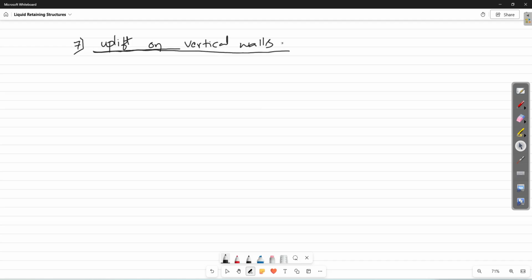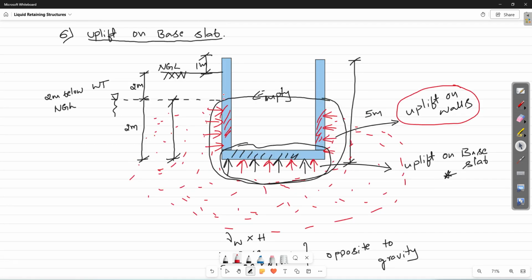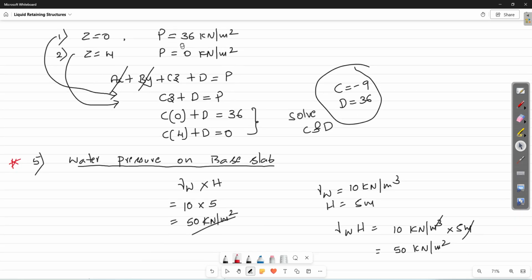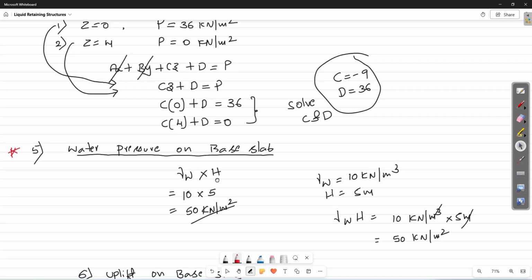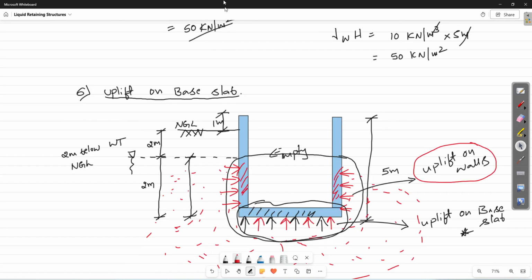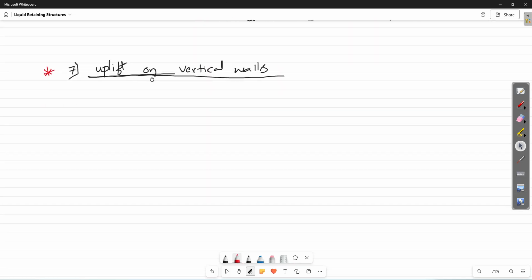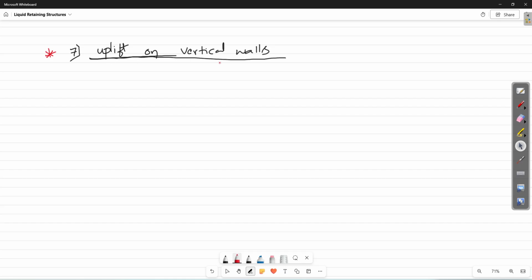I will stop it here. We will take up this in the next video, because again it is a huge calculation. You practice this much, up to uplift on base slab. So we will take up the calculation of uplift on vertical walls in the next video.